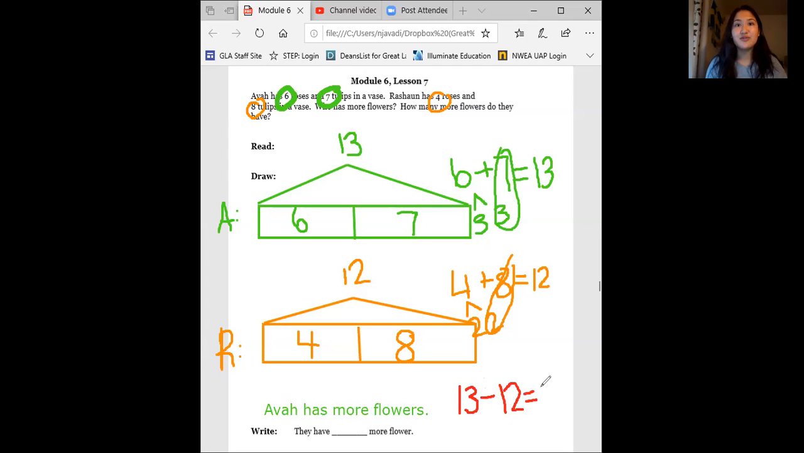Do it with me. Grab 12. Get ready, go. 12, 13. One more. That means the difference between 13 and 12 is 1. And that means Ava has one more flower than Rashawn. Let's keep going.